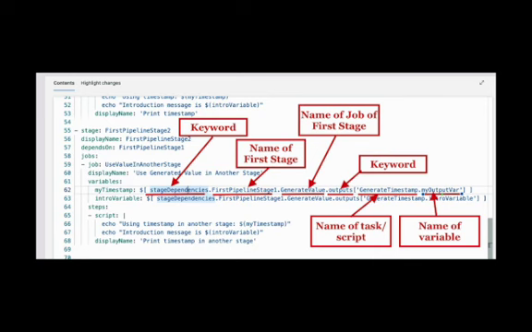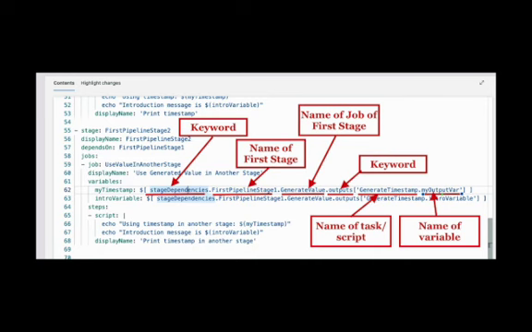Similarly, the second variable will look like dollar sign, square bracket, stage dependency, which is a keyword, dot first pipeline stage 1, which is the name of the stage, dot generate value, which is the name of the job in the first stage, dot outputs, which is again a keyword, dot generate timestamp, which is the name of the task or script, dot intro variable, which is the name of the variable. This is the second variable.